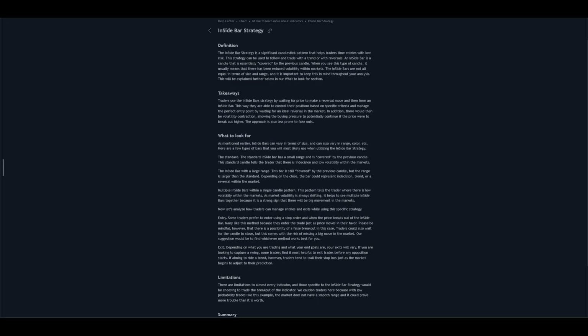As mentioned earlier, inside bars can vary in terms of size and can also vary in range, color, etc. Here are a few types of bars that you will most likely use when utilizing the inside bar strategy. The standard. The standard inside bar has a small range and is covered by the previous candle. This standard candle tells the trader that there is indecision and low volatility within the markets.